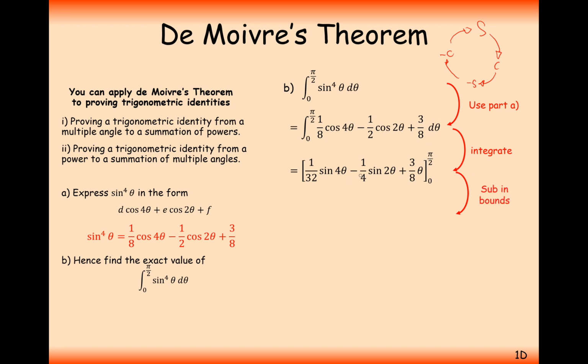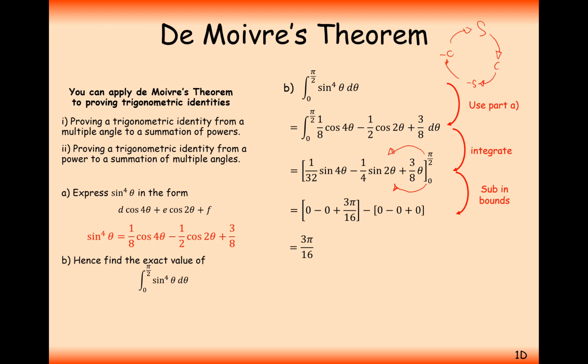Substitute in your boundaries. Pi over 2 goes in first into all three places, and then 0 goes into all three places. In that case, we're going to get 0 in the first term, 0 in the second term, and 3 pi over 16 in the third term. And then when we substitute 0 in, all three terms are going to give us 0. So the answer is 3 pi over 16.